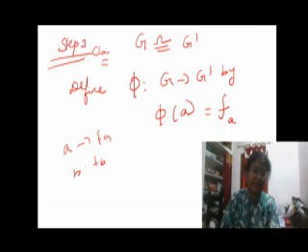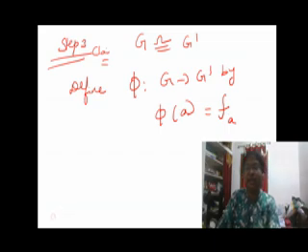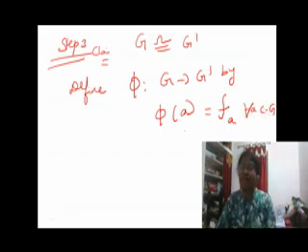Let me erase this. And this I'm defining for every element in G. Since this is a new function that we have defined, we have to make sure it is a well-defined function. So claim: phi is well-defined.